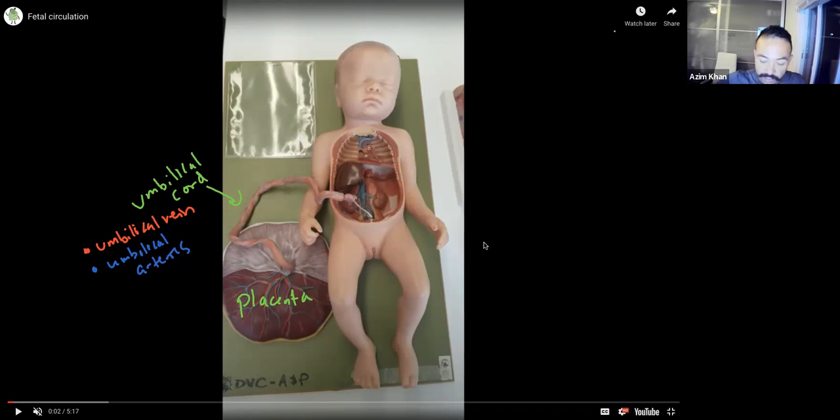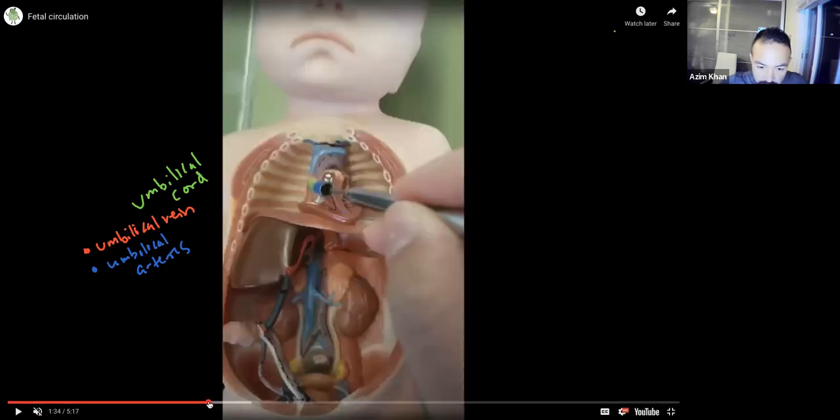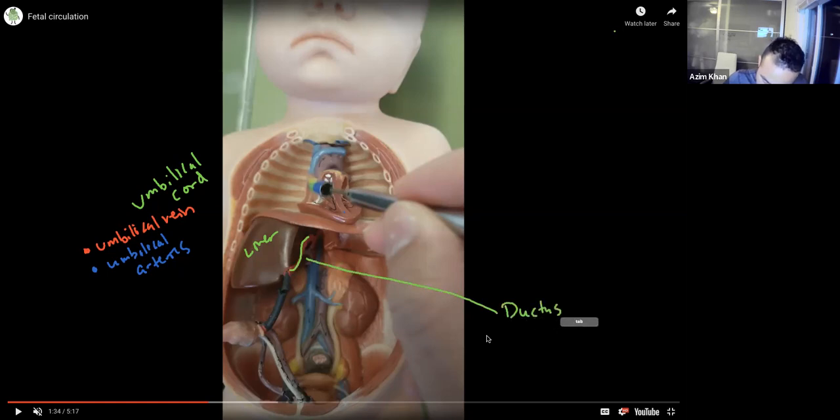And then if we keep going, you can see the liver right here, and then this passageway, this shunt, this bypass, this is the ductus venosus. And then the heart is right here. And there will be a little hole going across. That would be the foramen ovale.